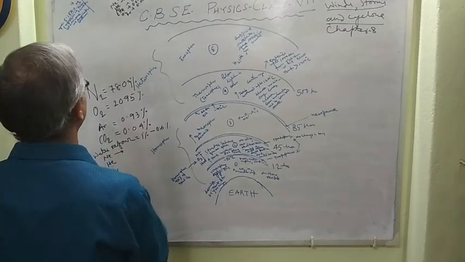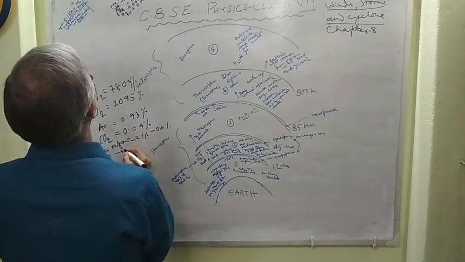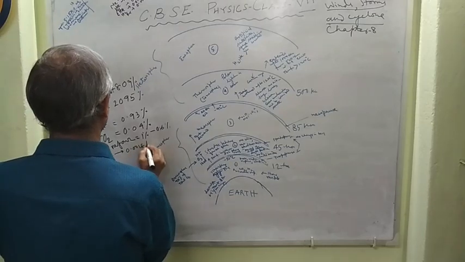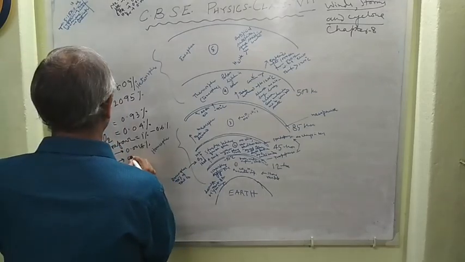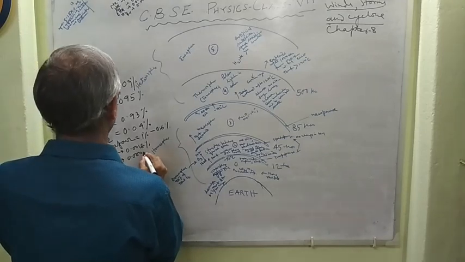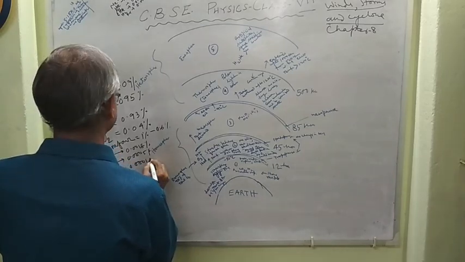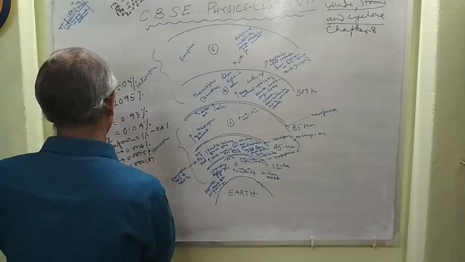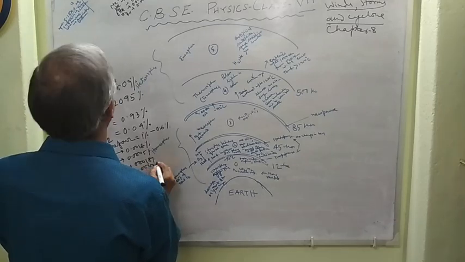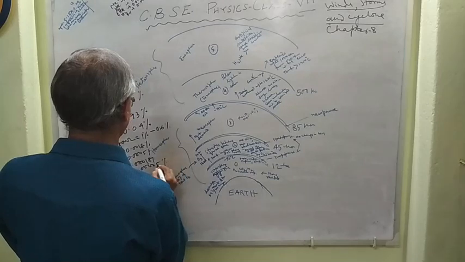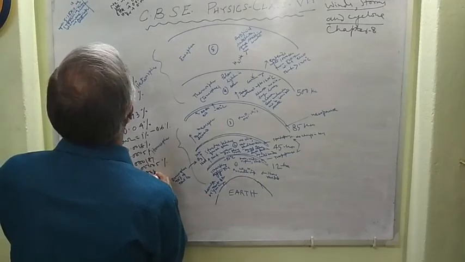Neon, the amount of neon in percentage by volume will be 0.00018 approximately. Helium, what will be the value of helium? Helium will be 0.0005%, very minute amount. Methane is 0.00018%, and the amount of hydrogen will be 0.00005%. Krypton is a very minute amount, 0.00114%, right?